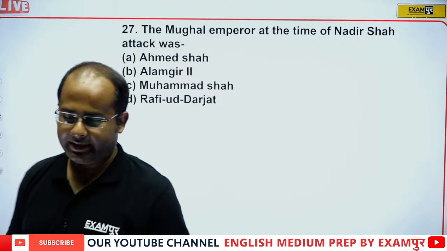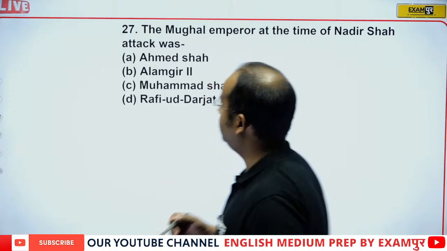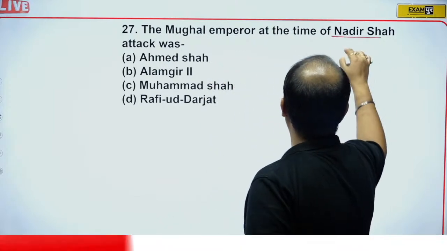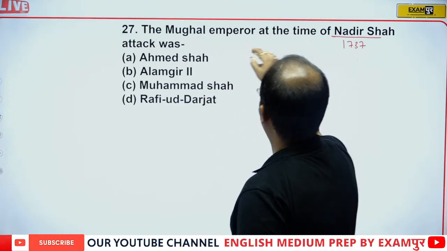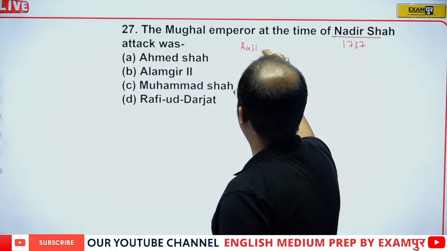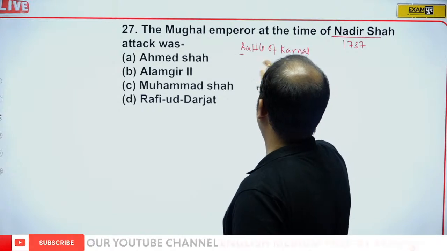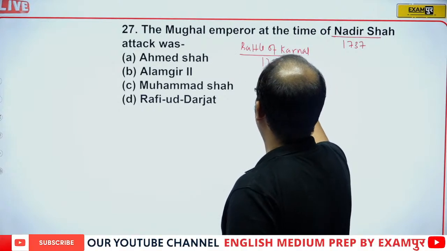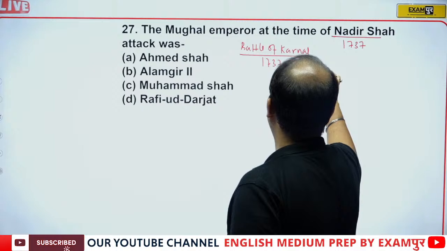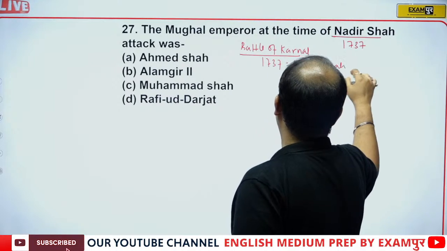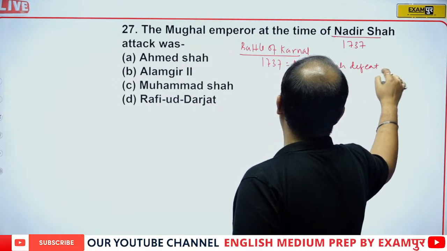Okay, let's see the correct answer, guys. Nadir Shah invaded India in 1737. That is the Battle of Karnal. Nadir Shah defeated the Mughal army.